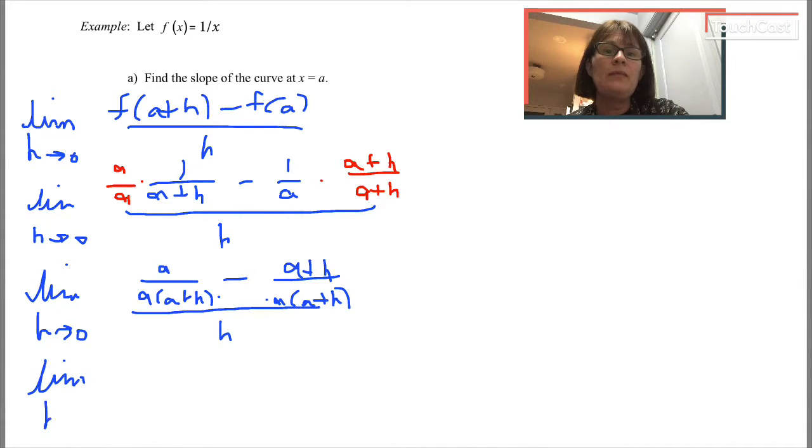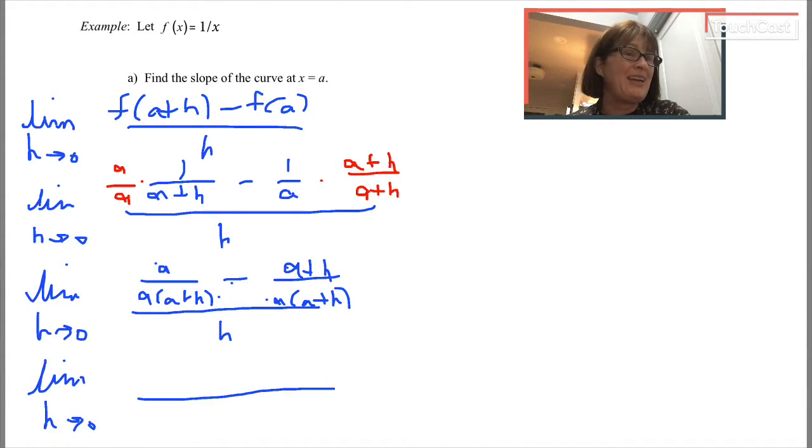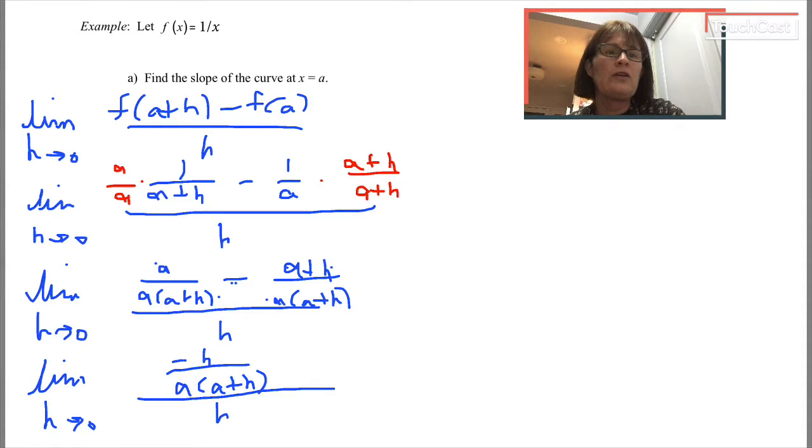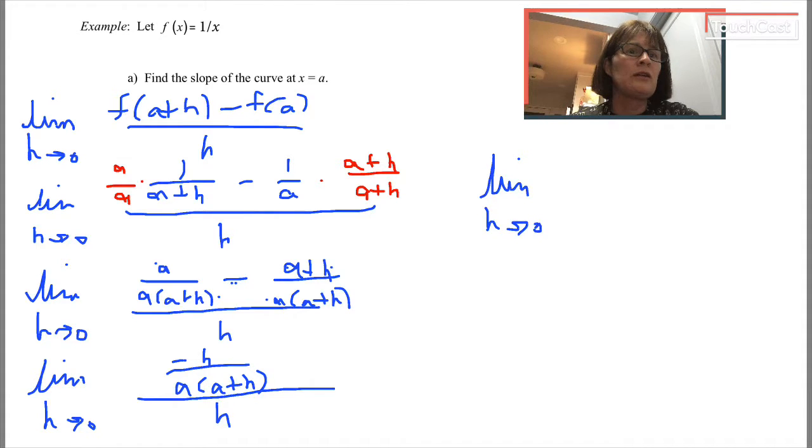This ends up being the limit as h goes to 0 of, a minus a cancels out, but I'm still subtracting the h. So this is negative h over a times a plus h over h. You probably recognize this from some of those examples from 2.1. This is going to be the limit as h goes to 0 of, instead of dividing by h, I'm going to multiply by 1 over h. This is negative h over a times a plus h times 1 over h.